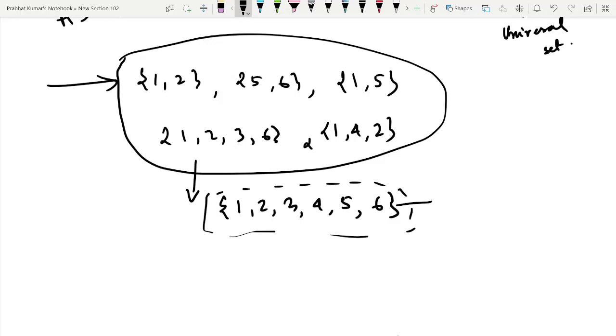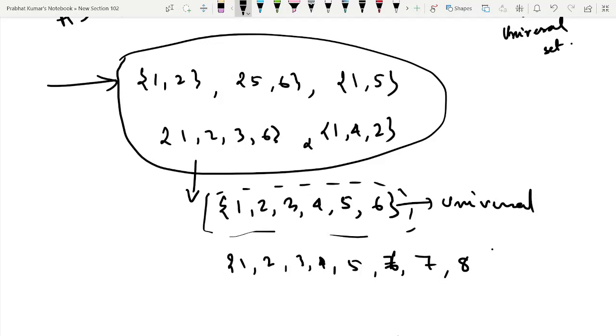So this may be taken as the universal set for such kind of sentences, right? One can easily say that we can also take this as the universal. So it is not necessary that only the elements that we are dealing with may be there. There can be extra elements also. We can even take this set as the set of natural numbers. So all the natural numbers are there. That can also act as a universal.